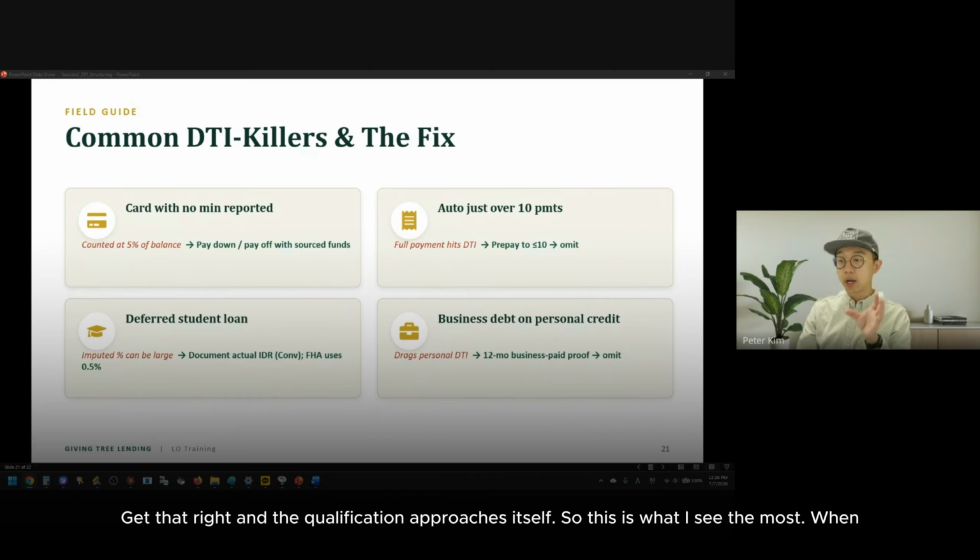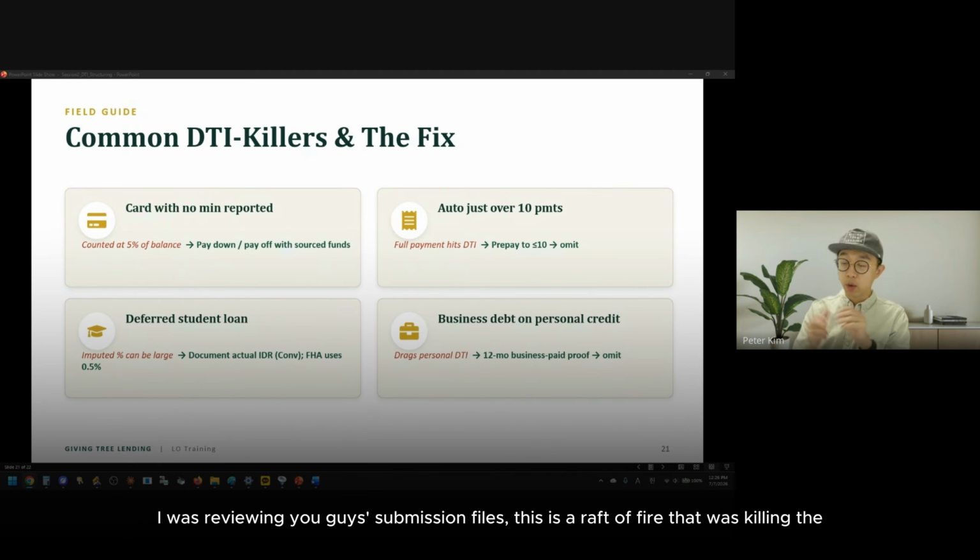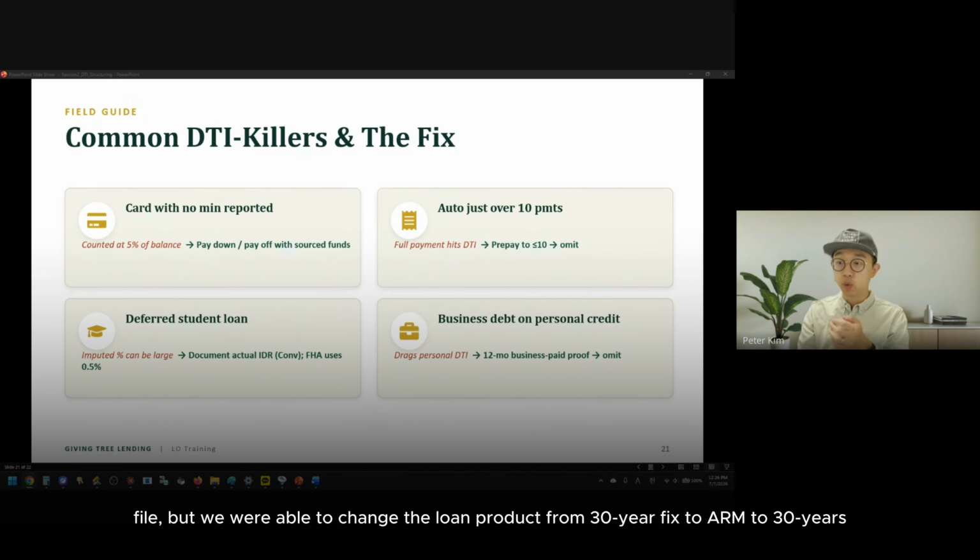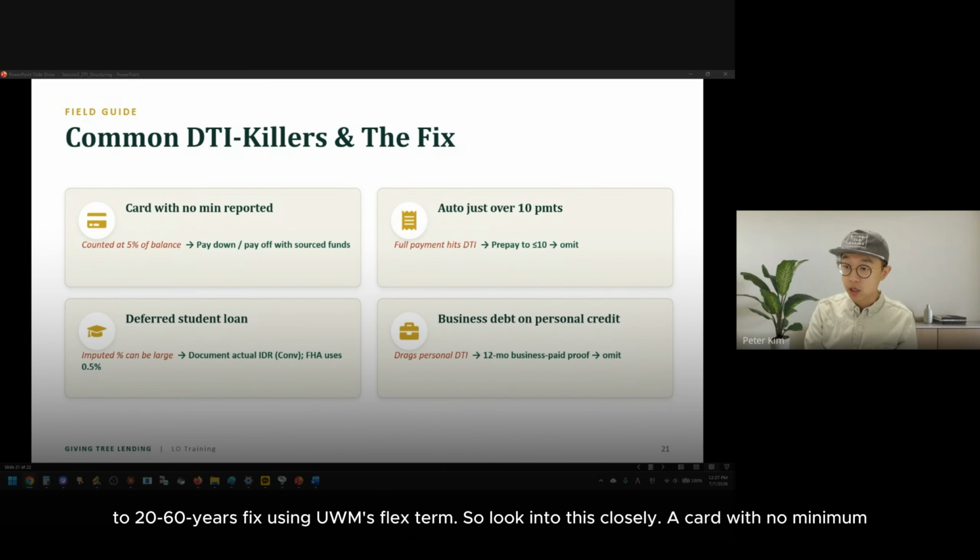So this is what I see the most when I was reviewing your submission files. This rapid-fire issue was killing the file, but we were able to change the loan product from a 30-year fixed or ARM to a 26-year fixed using UWM's flex term. So look into this closely.